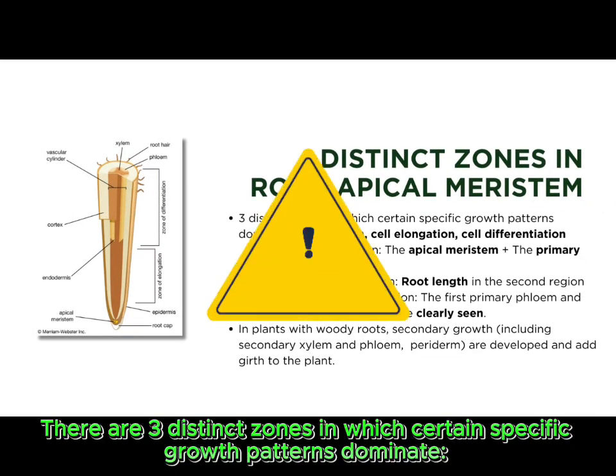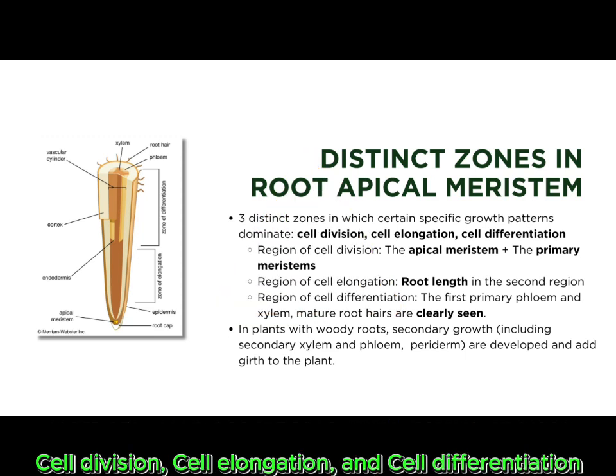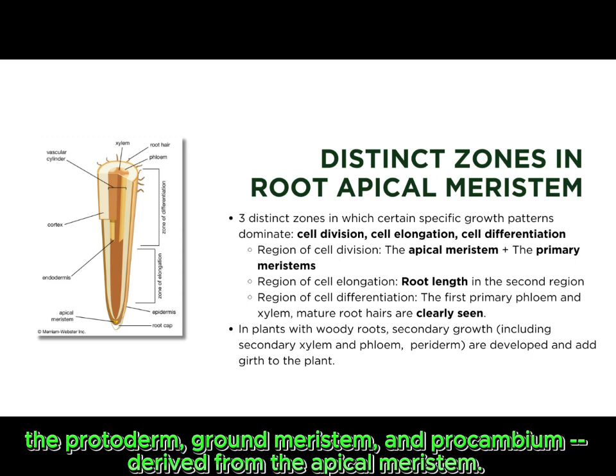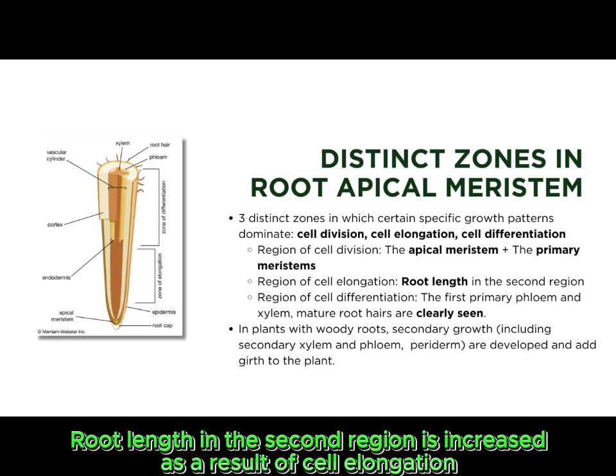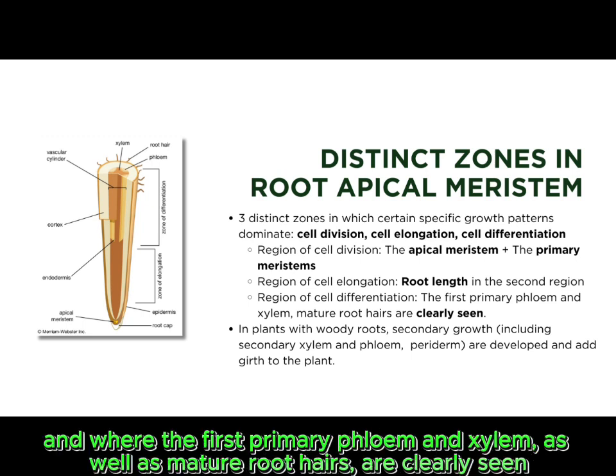There are three distinct zones in which certain specific growth patterns dominate: cell division, cell elongation, and cell differentiation. The region of cell division includes the apical meristem and the primary meristems, the protoderm, ground meristem, and procambium derived from the apical meristem. Root length in the second region is increased as a result of cell elongation. The region of differentiation that follows is where the cells differentiate and where the first primary phloem and xylem, as well as mature root hairs, are clearly seen.